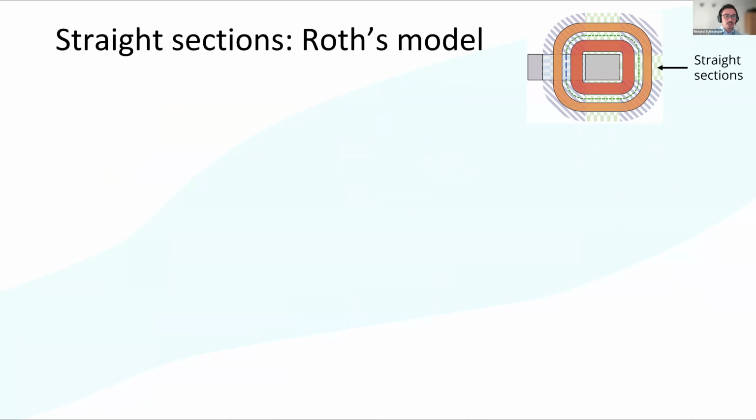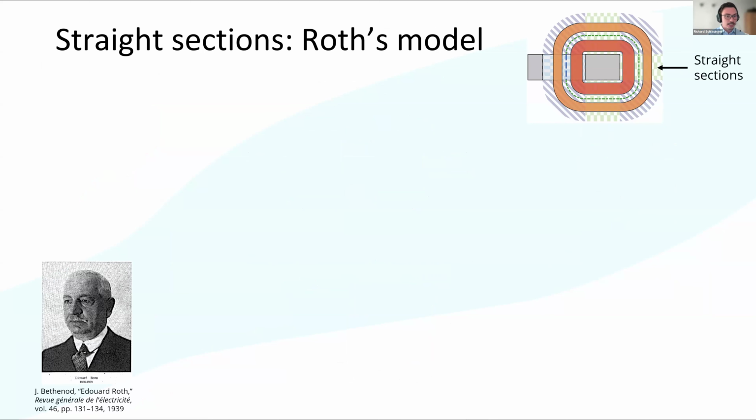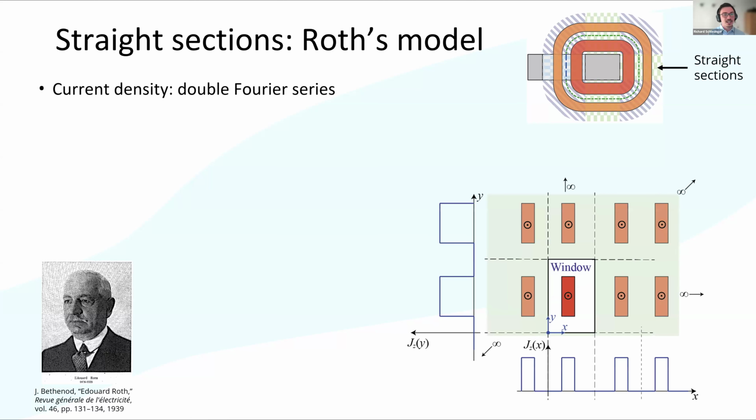Let me get to the detail about the models. Specifically for straight winding sections, we use the model of Edouard Roux. Edouard Roux was a French guy from Mulhouse, which is actually not so far away from Zurich. And funnily enough, he also studied at ETH. So he was there some while before me.